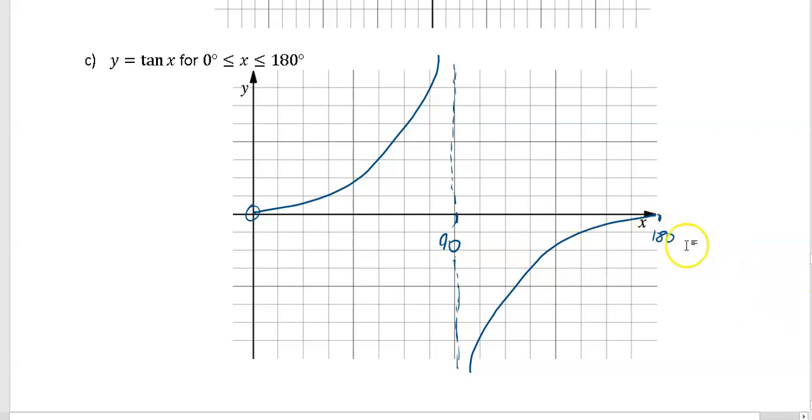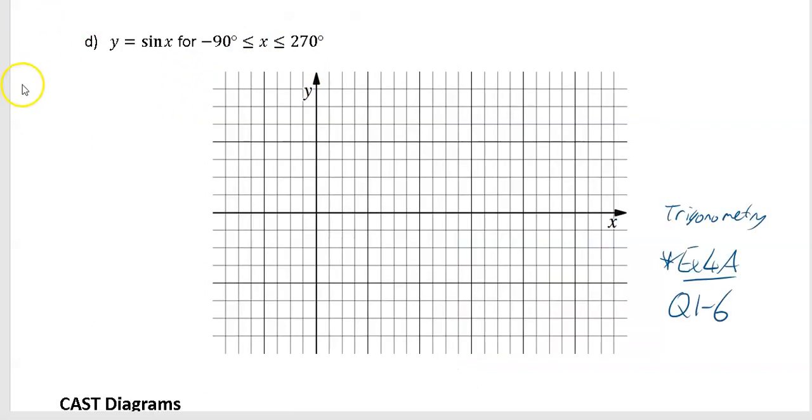If you're continuing on along, you would rotate this bit by 180 degrees and it would scoot up, it would go up this direction and so on. And then you'd have another asymptote, remember, at 270 degrees and so on. But here, remember, you only draw what they ask you for. So in this case, it was 0 to 180, so we're absolutely fine.